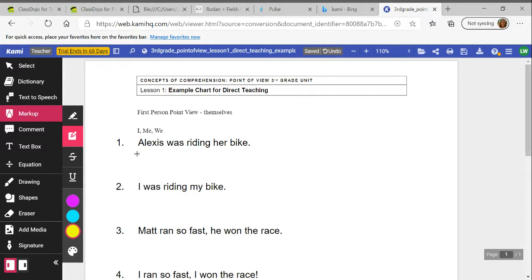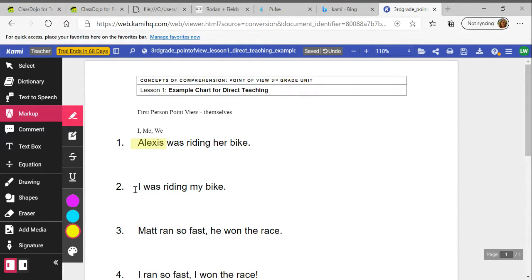of view. So this first sentence that I have here says, Alexis was riding her bike. I noticed that they are saying Alexis. Alexis was riding her bike. In this sentence, the author is not talking about themselves. They're talking about someone else. So therefore, this is not going to be first person point of view.